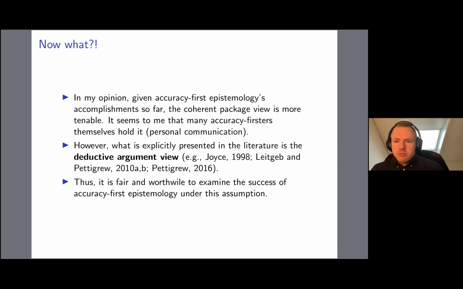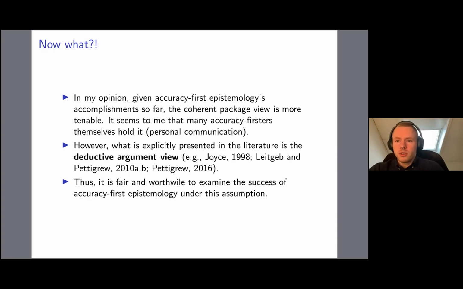But what is explicitly presented in the literature, at least in large parts of the very prominent literature, is the deductive argument view. So here I've listed, I think, the three main and most influential contributions to accuracy first epistemology so far. Jim Joyce's original paper from '98 that started it all, Leitgeb and Pettigrew's double paper from 2010, and Richard Pettigrew's book from 2016. In all of these contributions, what's happening is they actually list premises from which the Bayesian norms deductively follow, and they try to argue for these premises.